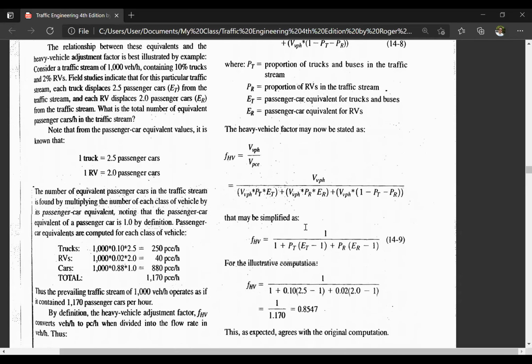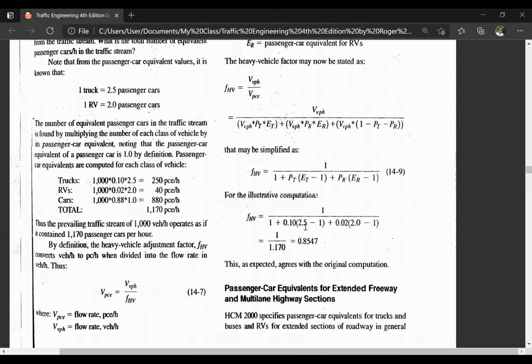Anyhow, if you're gonna do it like that for many segments of the roads, it's gonna be troublesome because you may lack enough data. So to make it simple, we shall use the 14-9 instead. So you can identify the factor for heavy vehicle using this equation instead.